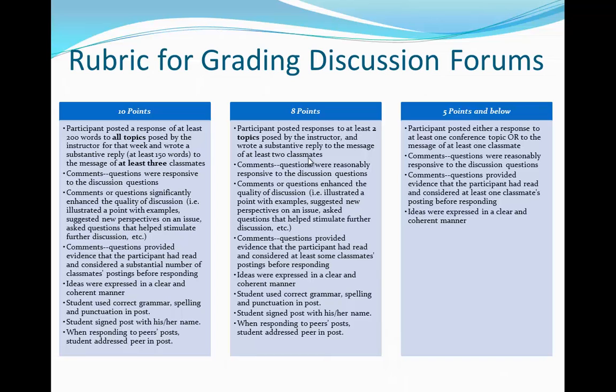Maybe you didn't use correct grammar. Maybe you didn't address your peer, when you didn't begin your post by saying, "Dear Joe," and then begin your post and sign your name. You can receive only 5 points and below if you don't really respond to all the questions or you don't respond to your classmates. You respond reasonably, but you don't really give enough information or support anything. And it looks like you didn't really read any of the other discussion posts from your classmates, and maybe you didn't use correct grammar.